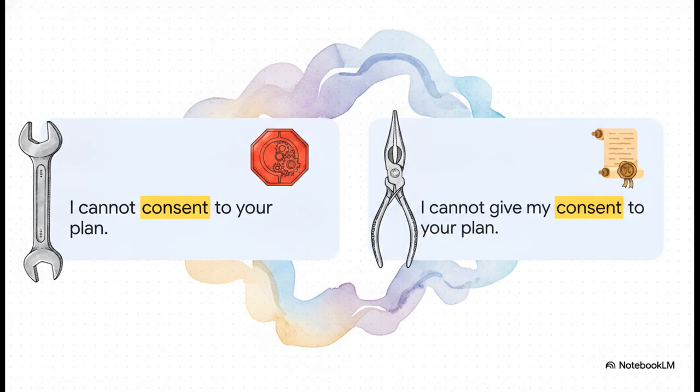In that top example, we're using a verb. I cannot consent to your plan. Right? It's super direct. But look at the bottom one. We shift it to a noun. I cannot give my consent to your plan. Do you hear how the whole rhythm changes? It suddenly feels a little more formal, definitely a bit weightier. You haven't changed the actual meaning at all, but you've completely shifted the tone just by swapping out your linguistic wrench for a pair of pliers.